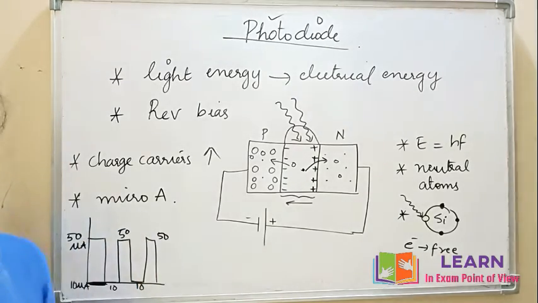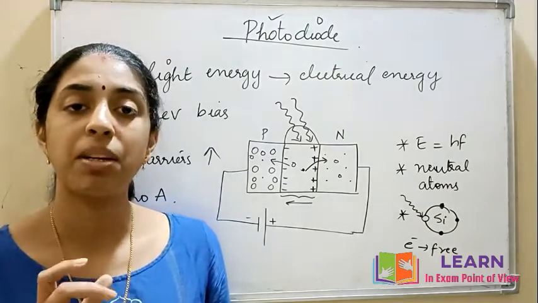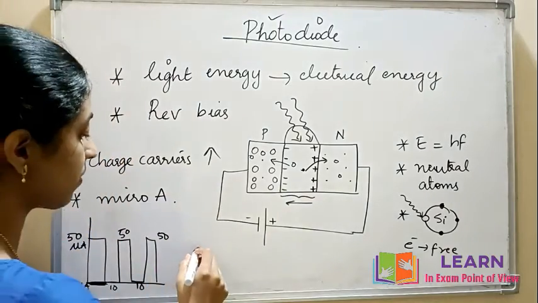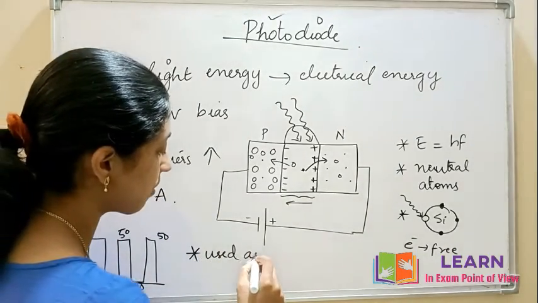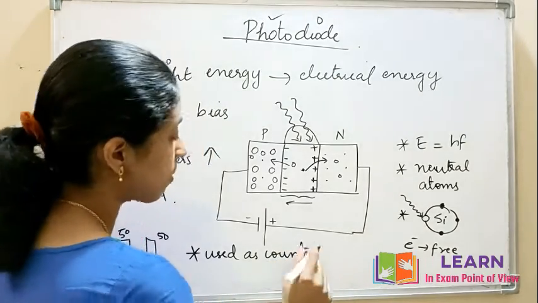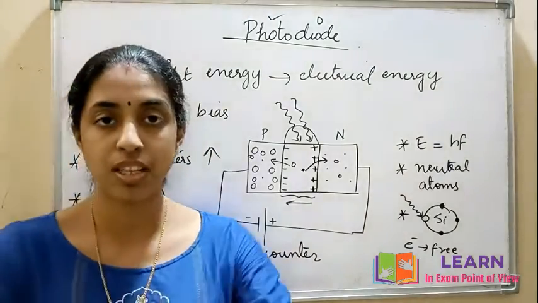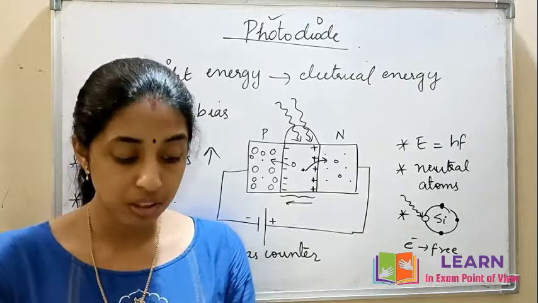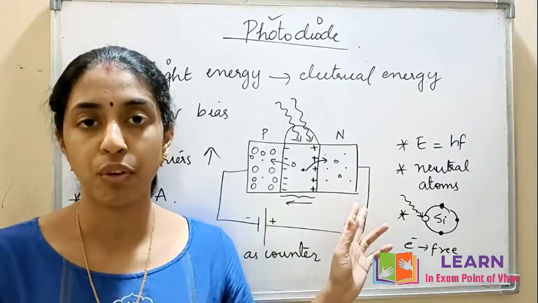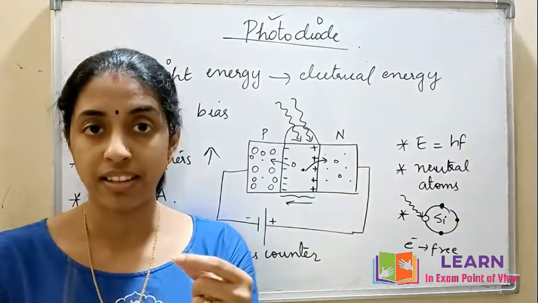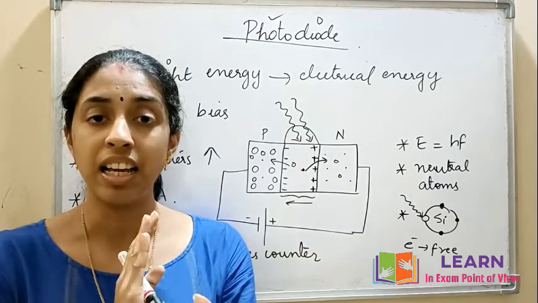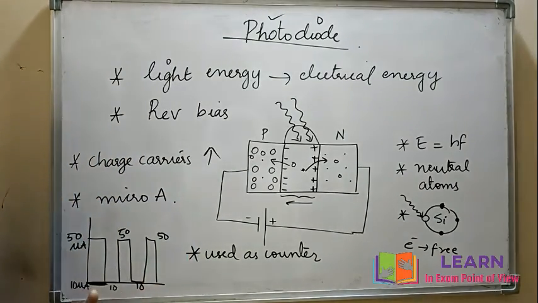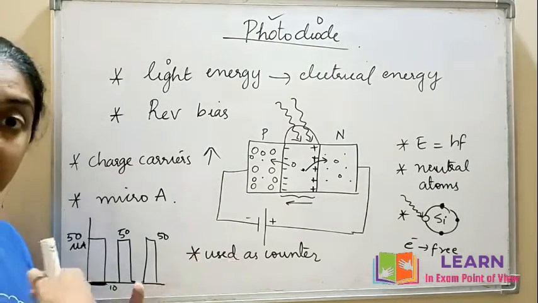The main application of this photodiode is that it is used as a counter. You know, when you enter a mall, the door suddenly opens as you cross, and when you pass it, it closes. This application is what is followed there. There will be an invisible light. Once we cross, the light is cut, which means the current comes to 10 microampere.